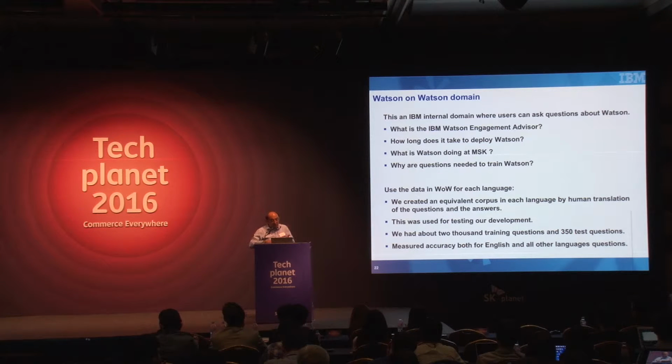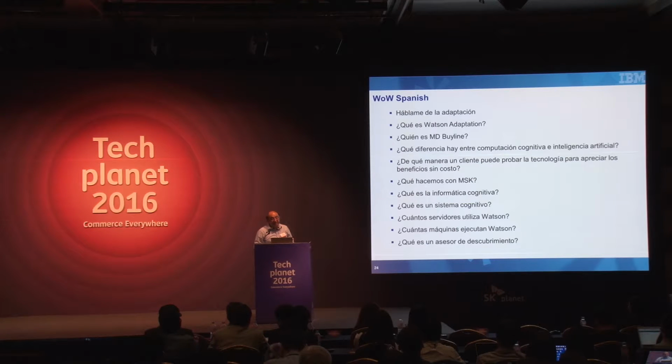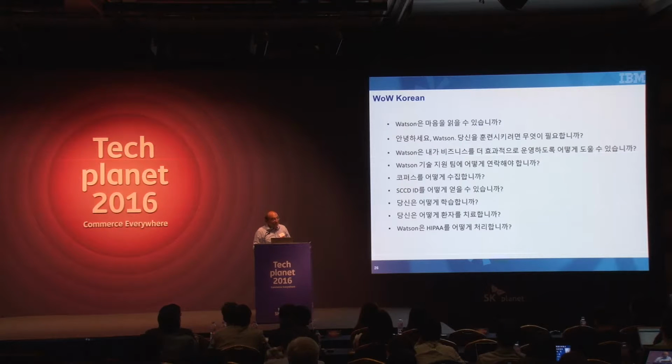So we have about 2,000 training questions, about 350 test questions, and we measure the accuracy of the system for the same test set, but in each language correspondingly. This way we can compare across languages. And for example, these are some of the questions of the Watson on Watson domain. How long does it take to get Watson? How long does it take to train Watson? How many servers does Watson use? And so on. We have the same in Spanish, the same in Arabic, and the same in Korean.